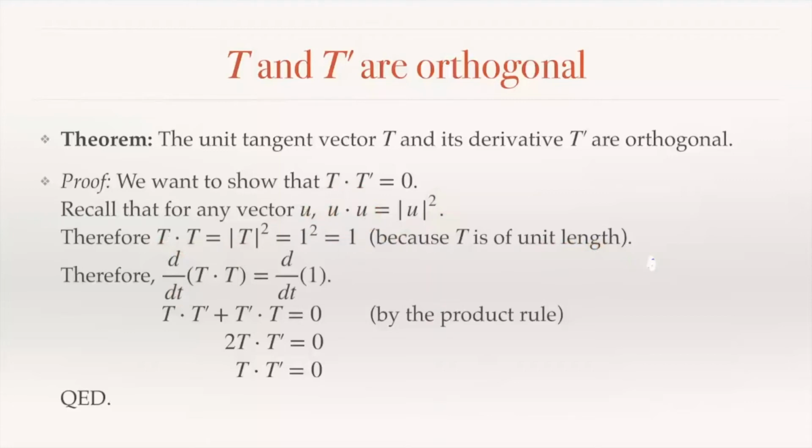And then taking the derivative of both sides and applying the product rule, we learned the product rule applies to dot products as well. So this is T dot T prime plus T prime dot T, and the derivative of 1 is 0. These two things are the same, that's 2 T dot T prime. And then dividing both sides by 2, we have T dot T prime is 0. Thus, T and T prime are orthogonal.